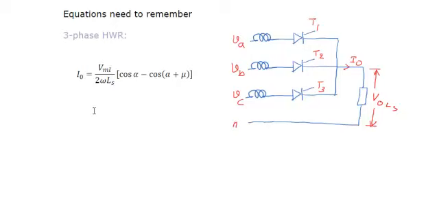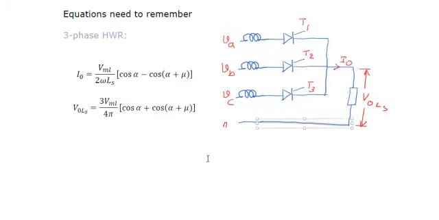One will be I average. I average will be VML divided by 2 omega Ls into cos alpha minus cos alpha plus mu. So here the difference is only line voltage maximum. Okay, respectively, the rest of the thing will be the same.